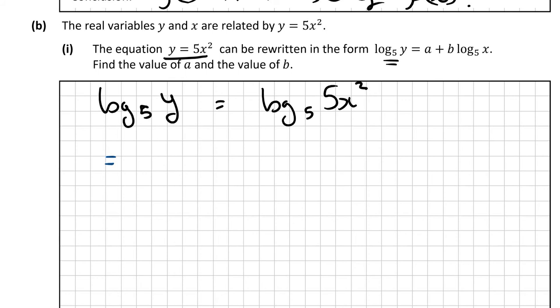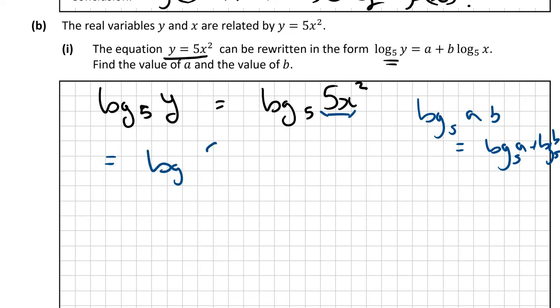We need to have a good appreciation of the rules of logs. So I know that the log of ab is equal to log a to the base 5 plus log b to the base 5. So I'm going to do the same here. I'm just going to separate that out. That 5 times x squared, that's log 5 to the base 5 plus log x squared to the base 5. That's just equal to 1 plus, whenever you've got a power, you can bring that power to the front.